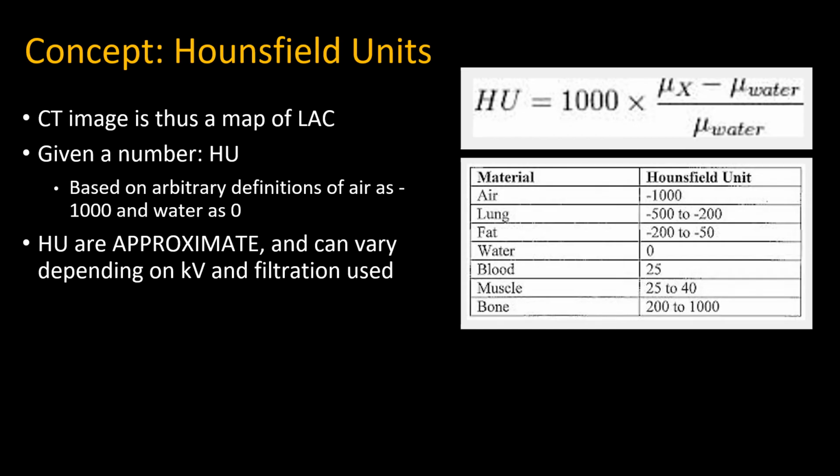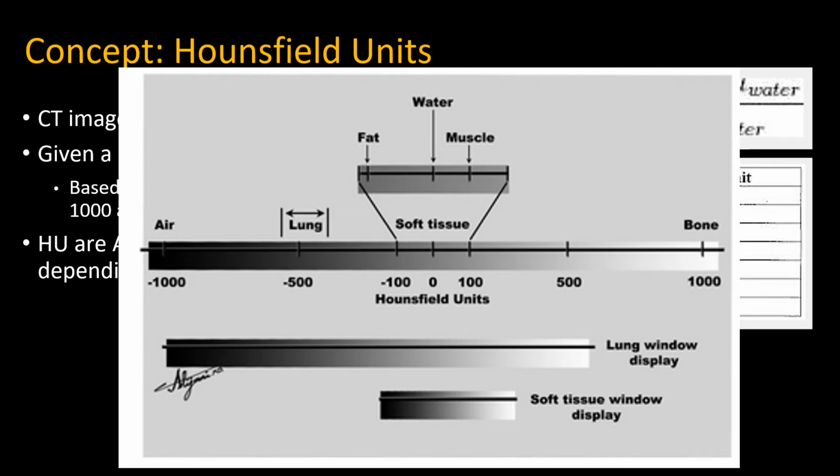A CT image is thus a map of linear attenuation coefficients. These are given a number called Hounsfield units, and it's just based on an arbitrary definition of air as minus 1,000 and water as 0. It's important to know that Hounsfield units are approximate, and they can vary depending on the scanner, the kV, and the filtration that are used. Here's a chart showing different Hounsfield units. So water is 0, fat is usually the low negative numbers, bone is up to 1,000, for example.